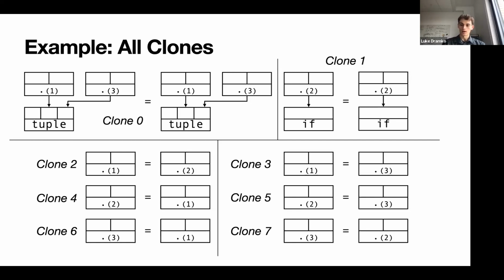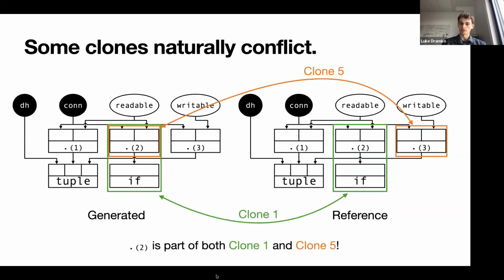Now, if you look at this, you'll notice that some of these naturally conflict. So clone 1 and clone 5 conflict with each other because they both contain the second attribute access operator in the generated code, but they map it to different things in the reference code. So this is a bit of a problem. We created clones to deal with these conflicts, but we still have some conflicts. So we get rid of conflicts in one of 2 different ways.